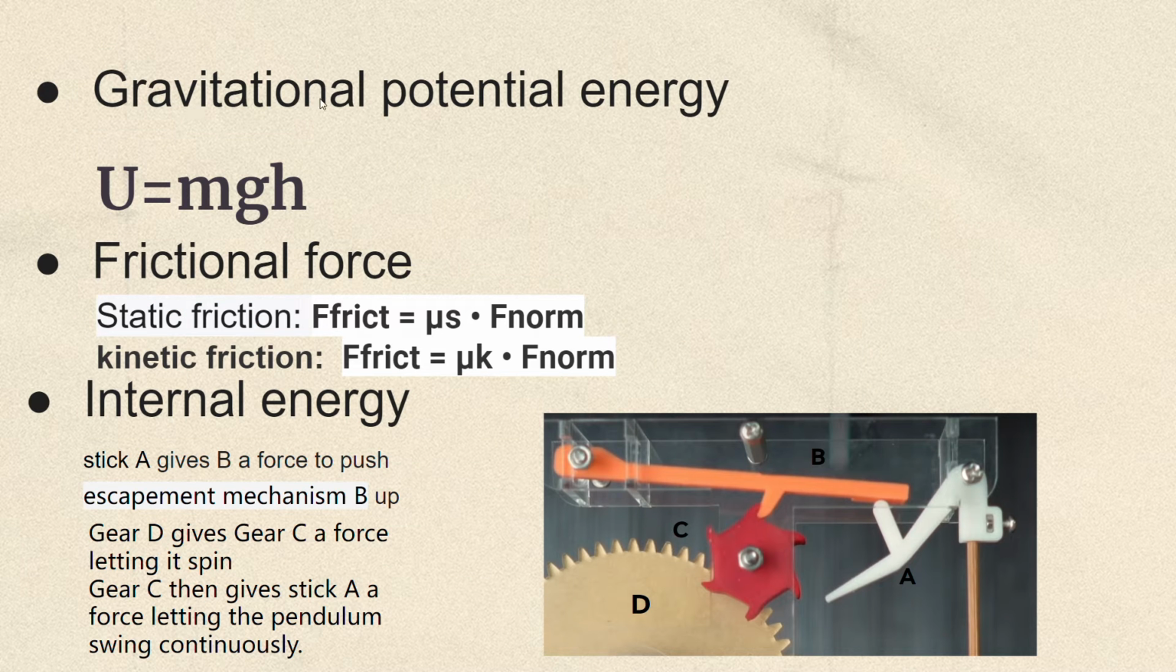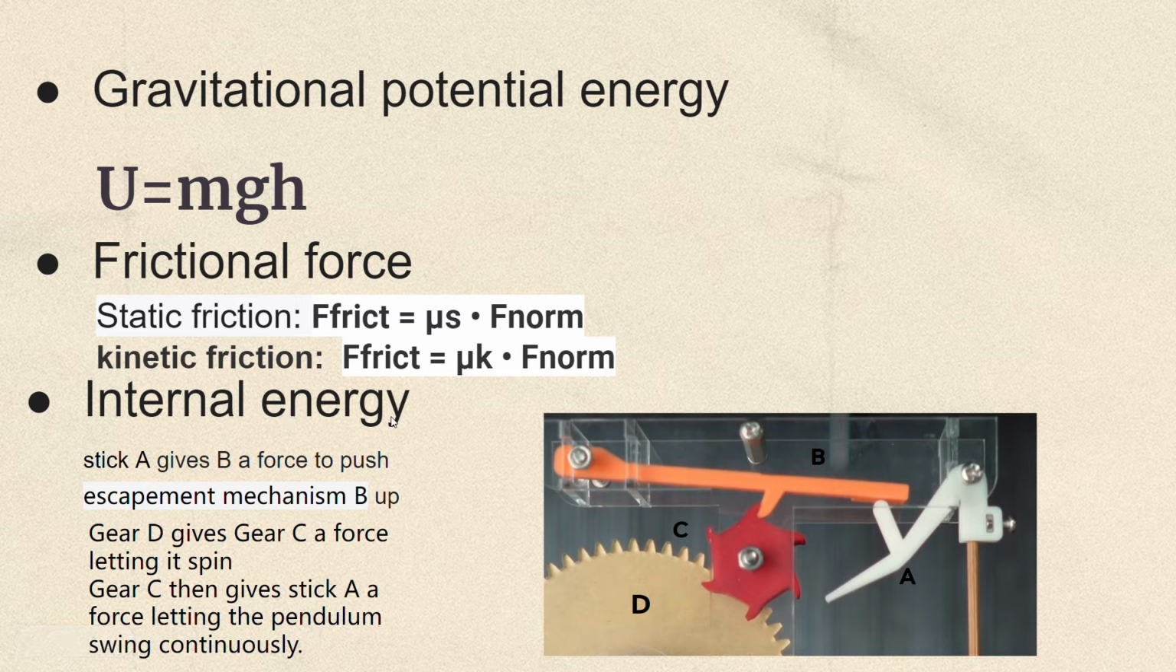For the gravitational potential energy, we use this formula: potential energy equals mass times g times height. For the frictional force, we have two types of frictional force. One is static friction, another is kinetic friction. They have different constants and they are both multiplied by the normal force.